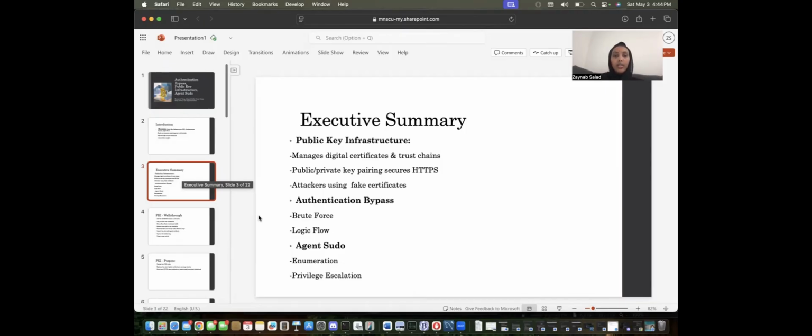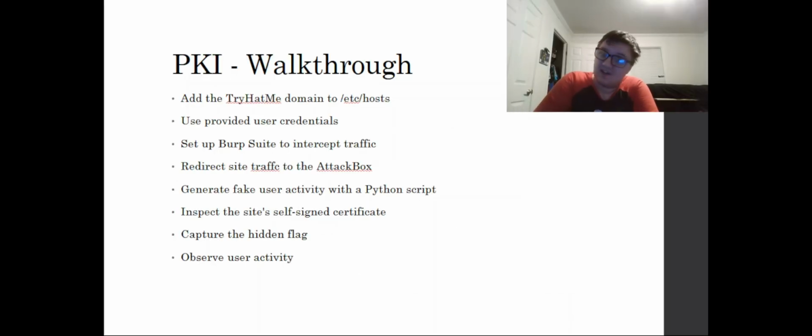And then Agent Sudo focuses on hacking through this room. To do that, enumeration is used to discover open ports and system details using Nmap. Agent Sudo also uses brute force to gain initial access, and privilege escalation to gain root access through misconfigurations and outdated software.